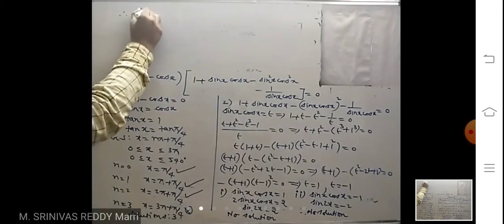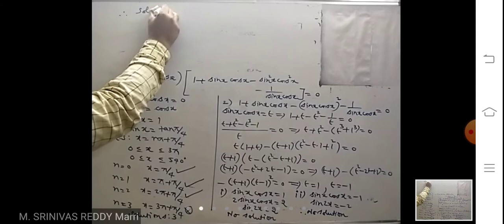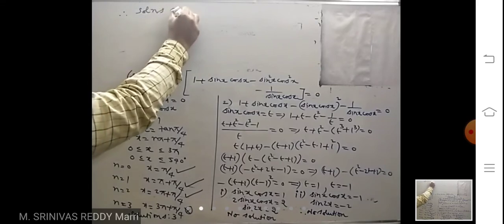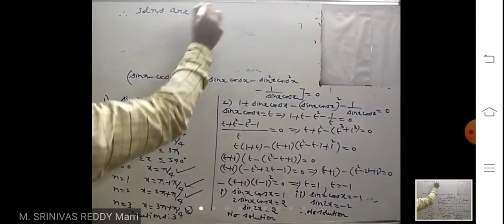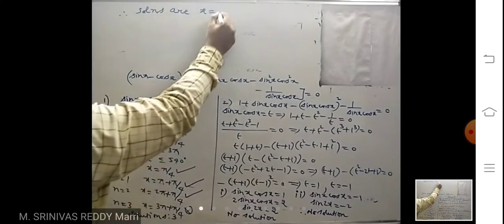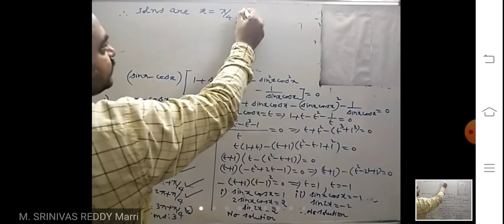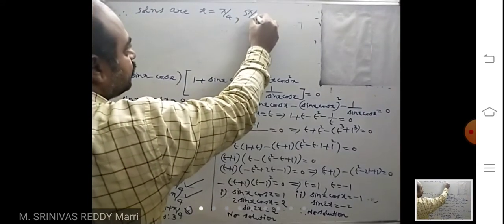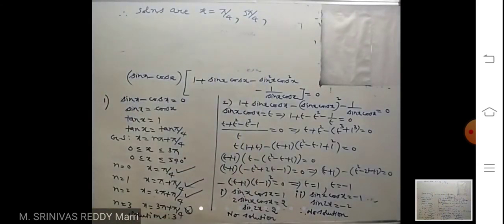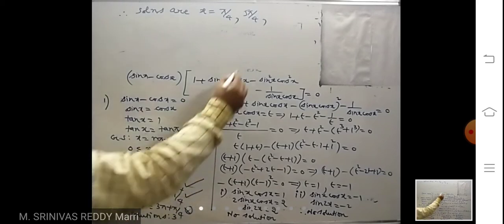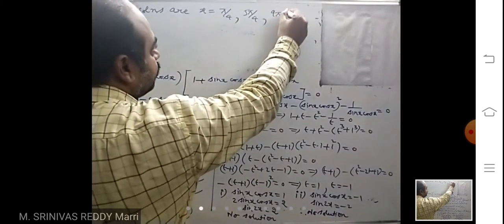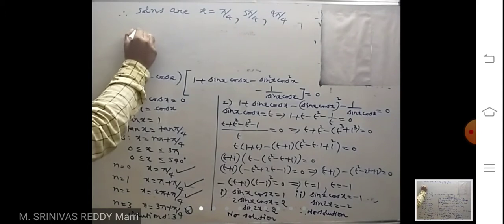Therefore, solutions are x equals pi by 4, pi plus pi by 4, that means 5 pi by 4, 3 pi plus pi by 4... wait, 2 pi plus pi by 4, 9 pi by 4. He is asking the number of solutions.